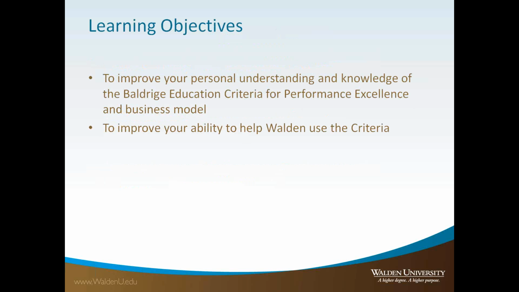Key things we want to communicate to you today and have you walk away with is simply an improvement in your personal understanding and knowledge of the Baldrige education criteria for performance excellence and what that business model is all about. We know that there are some things happening in Walden related to Baldrige, and we'll share some of those. And we know there are some things you can do in your own individual department or work area, both inside and outside of Walden, to help you understand the criteria and the framework better. So we hope that what we do today will help improve your ability to help Walden use the criteria in your own work areas as well.